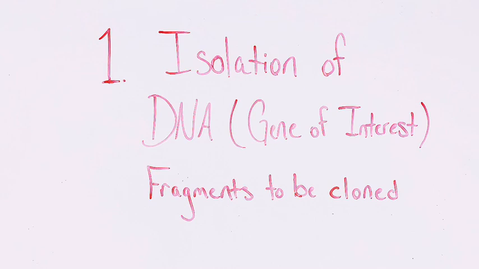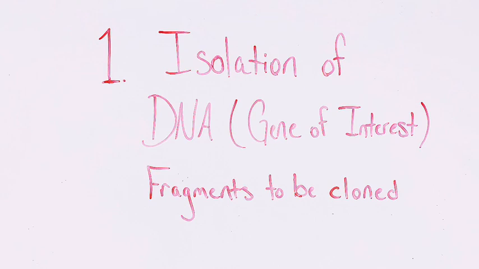The vector is a carrier molecule which can carry our GI into a host and replicate there along with the GI making its multiple copies. In this state, the GI can also be expressed in the host cell producing the product of the gene, which is needed by us.